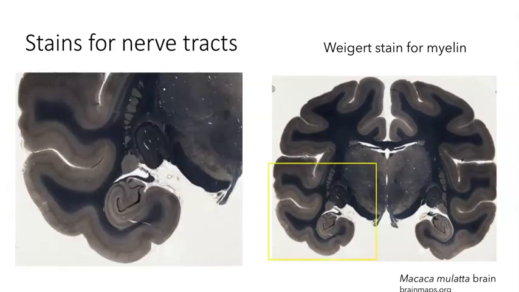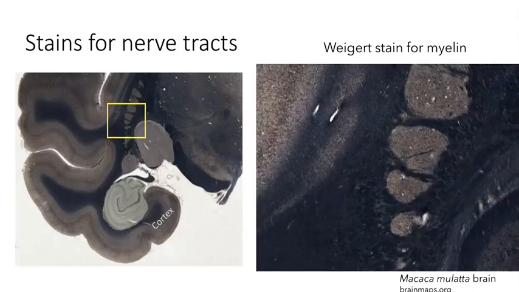If we look in more detail at this, we can see many of the same structures. So again, there's this discrete area here, the LGN, lateral geniculate nucleus. Here's the hippocampus, and here's the cortex. But we also see areas where there's a lot of black stuff. And I'll zoom in on one of these black areas.